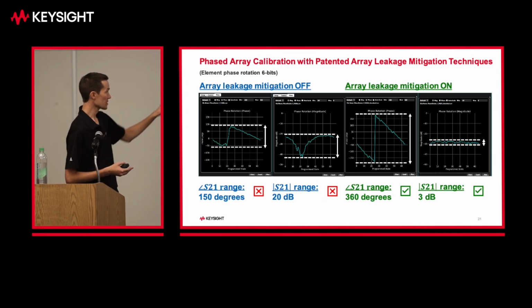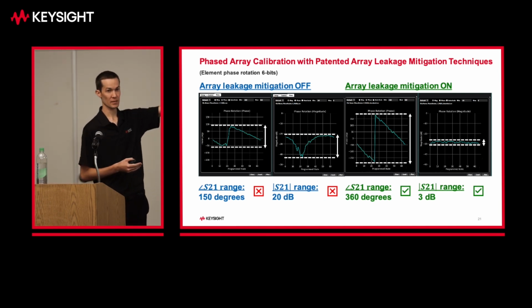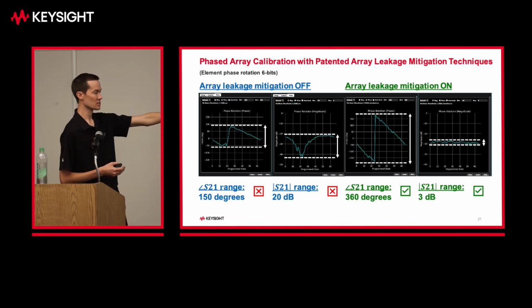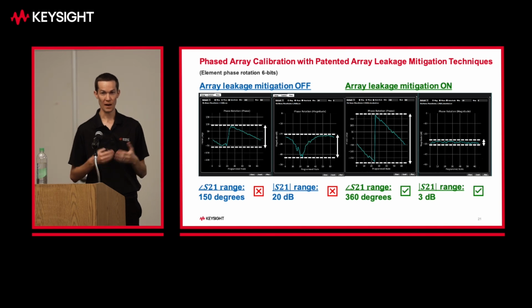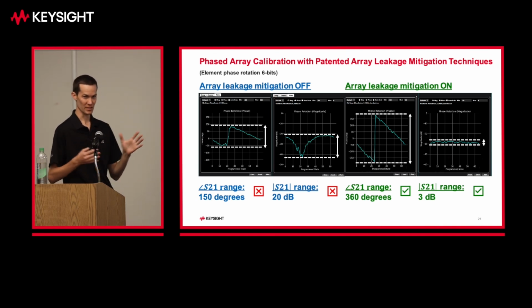So if we apply our leakage mitigation techniques, we can actually recover that full 0 to 360 degree phase wrap for the element under test. And we can see that the magnitude of that S21 plot is very flat. So it gives us good confidence that we're measuring just the one element channel in isolation from the other radiating elements in the array.